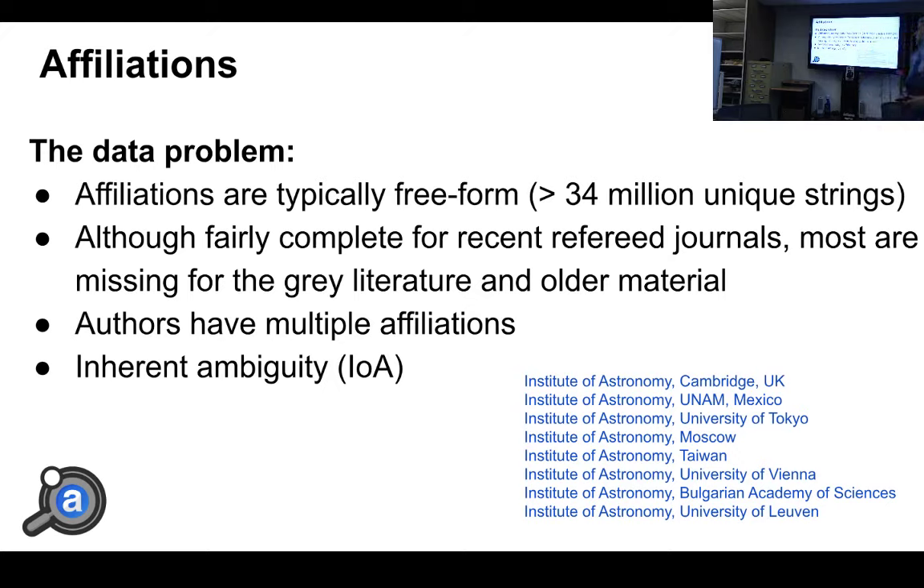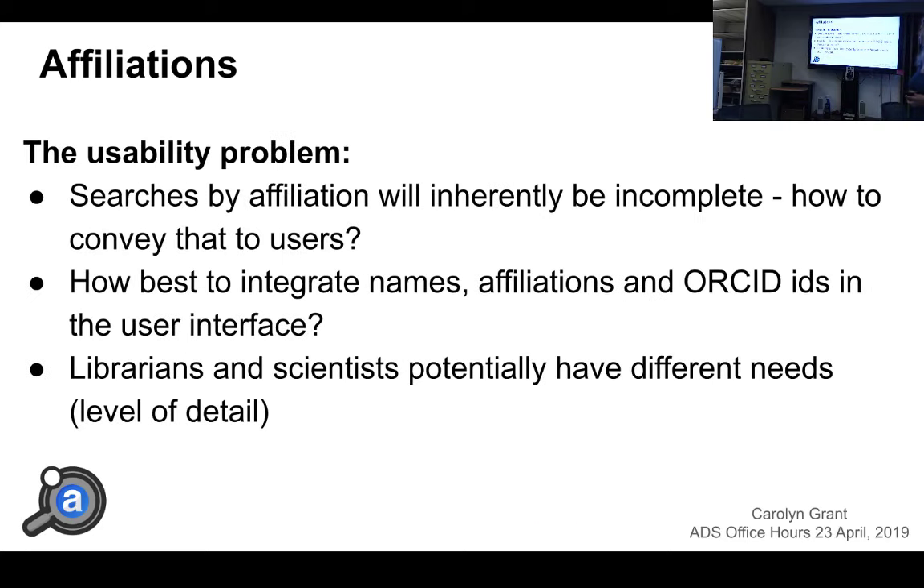And there's inherent ambiguity in abbreviations. In particular, the Institute of Astronomy could be in Cambridge, England, could be in Mexico, Tokyo, Moscow, Taiwan, Vienna, Bulgaria, or Leuven, I believe, in Belgium. There's also Institute for Astronomy, and there are 5 or 6 of those in addition to these. So if somebody types IOA, you're not going to know what they're talking about.